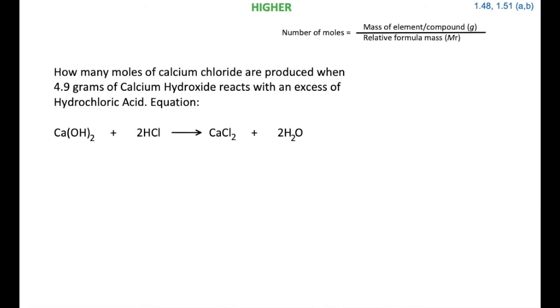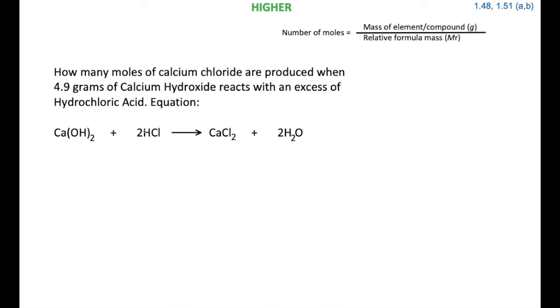So we're going to finish off this video with a question that more or less covers what has been looked at so far. We're asked how many moles of calcium chloride are produced when 4.9 grams of calcium hydroxide reacts with an excess of hydrochloric acid. We're also given a balanced chemical equation for this reaction. And the question is very much like the first one we did. And there's a couple of things I'd like to point out before we start.